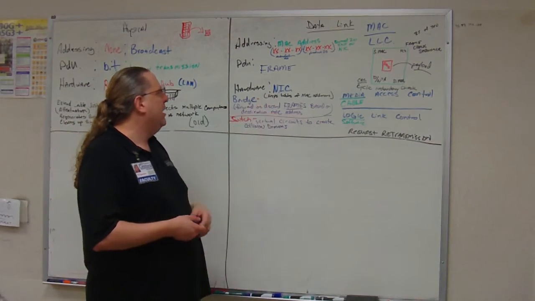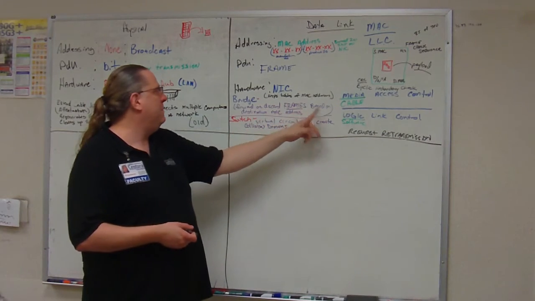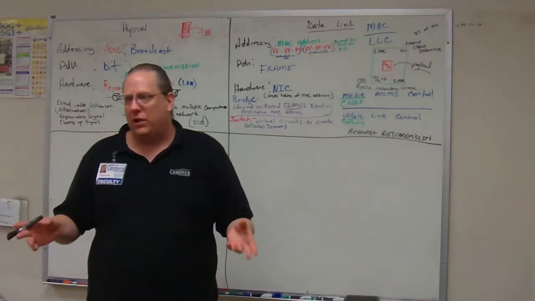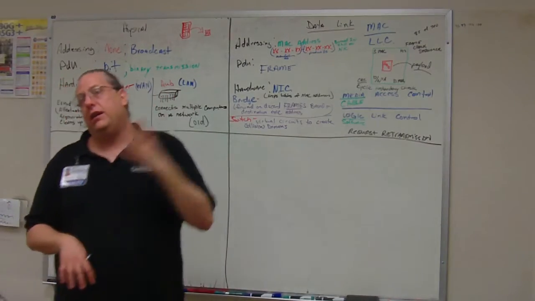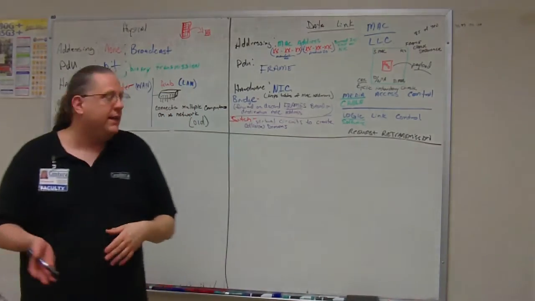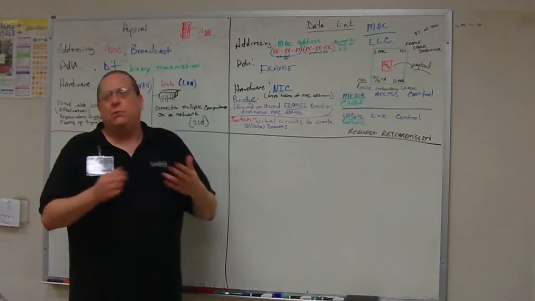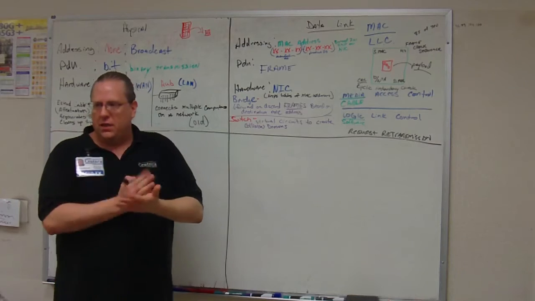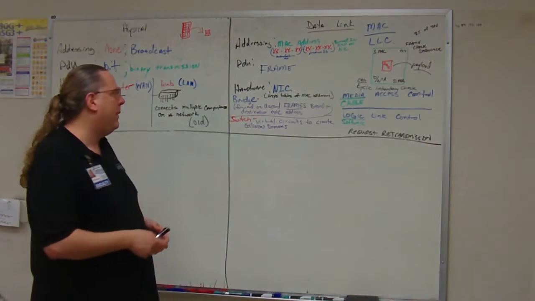A bridge, which forwards or discards frames based on destination MAC address. So it just segments the network into pieces, so it can either be on this side of the network or that side of the network. It still broadcasts to those segments, but at least we can chop those network pieces up into smaller parts.